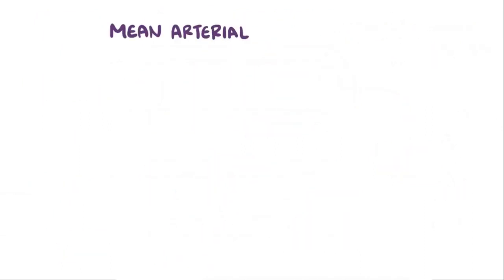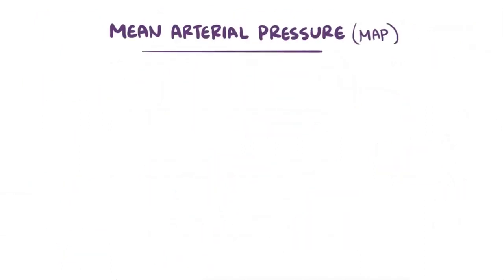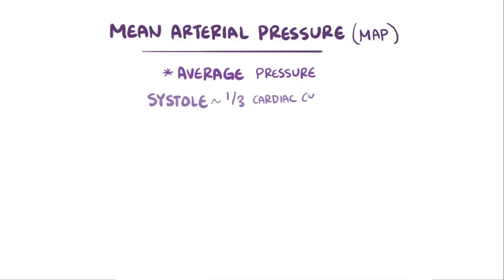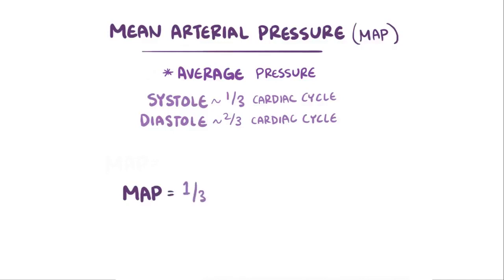Now, the mean arterial pressure, or MAP, is the average pressure on the arteries during a complete cardiac cycle, including the systolic and the diastolic pressures. This can be calculated in a couple ways. The first is the quickest way, where we assume that about 1/3 of the cardiac cycle is spent in systole, and about 2/3 of the cardiac cycle is spent in diastole. And so we say that MAP equals 1/3 times systolic blood pressure plus 2/3 times diastolic blood pressure.